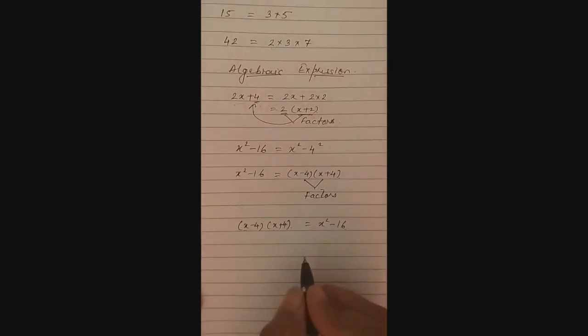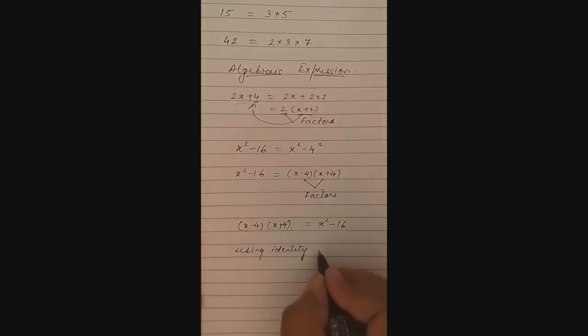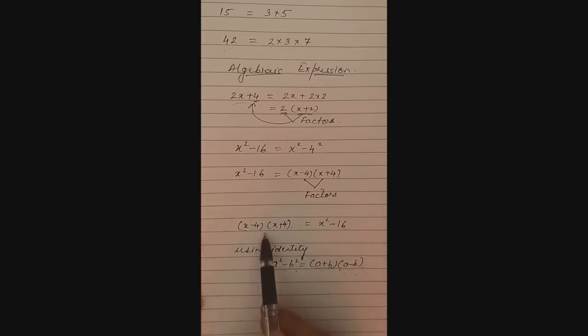This I have done using an identity that we have studied last year: a square minus b square equals a plus b into a minus b. Both ways it can be used. If it is a plus b and a minus b, it can be written as a square minus b square, and if you are asked to write down the factors, you can use a square minus b square equals a plus b into a minus b. So using this, I have written x minus 4 into x plus 4 as x square minus 16.